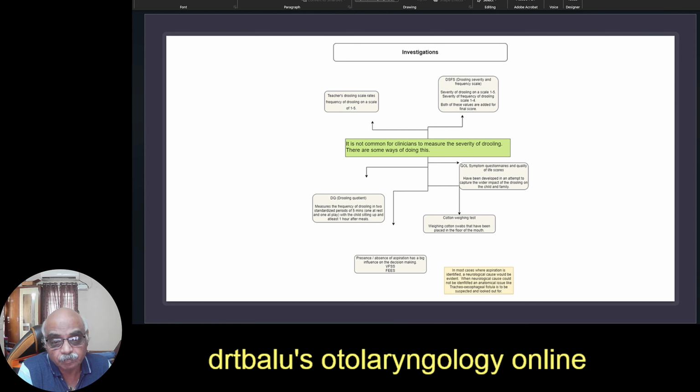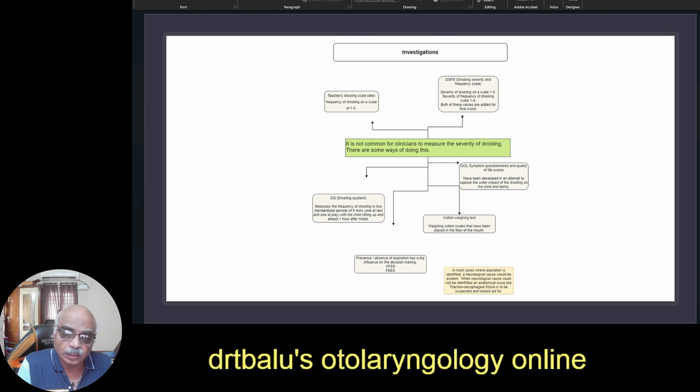So this is ideally done with the child sitting up and 1 hour after the meals, because while the child is eating, the amount of saliva secreted proportionally increases, it shows a tremendous increase, and thereby drooling is common when the child is feeding. And then the parent of the child can be given a questionnaire whereby they can clearly indicate the severity of drooling.